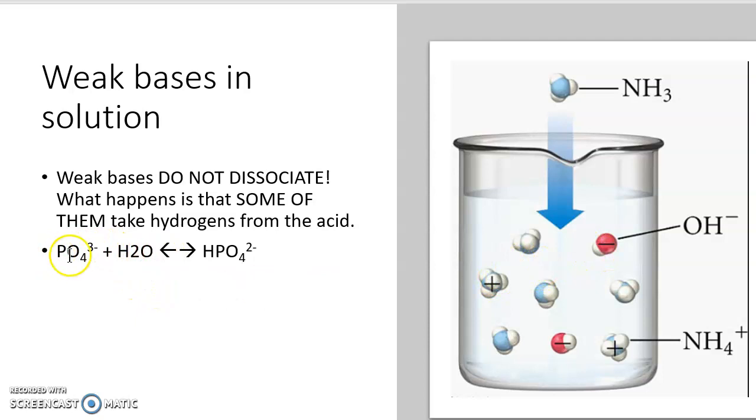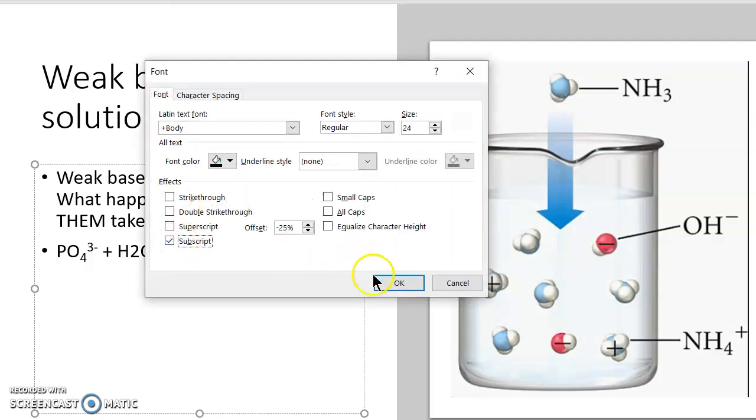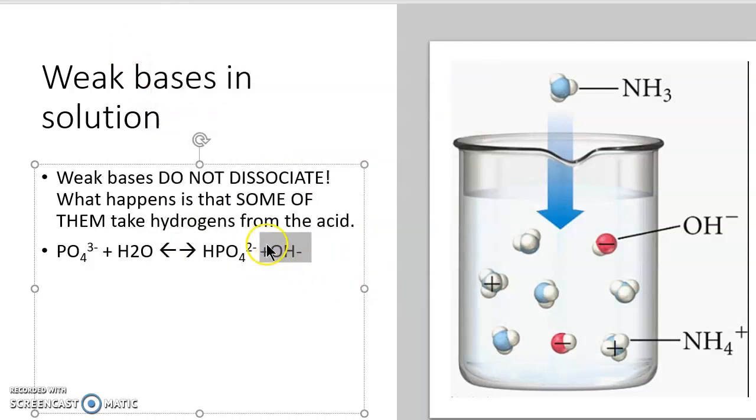Here's another example. Here's a phosphate ion reacting with water. It will take one of the hydrogens, and I just realized I did not finish that equation. Yowza. So let me change that real quick. Okay, there you go. There's the other one. So that phosphate took one hydrogen away from the water to become HPO4 2-, and that's how you would know that it is a weak base. One, it's a phosphate. Also, two, you want to look for those reversible arrows that indicate it's a weak base.